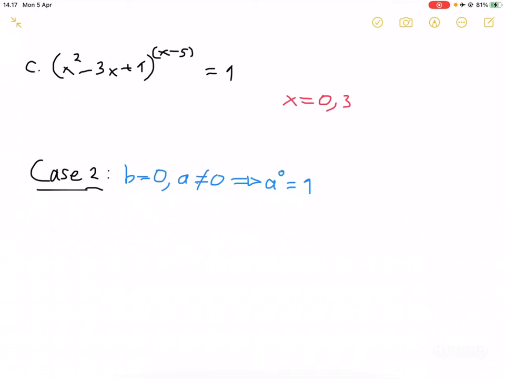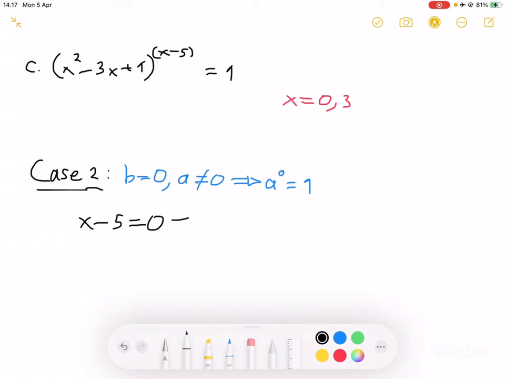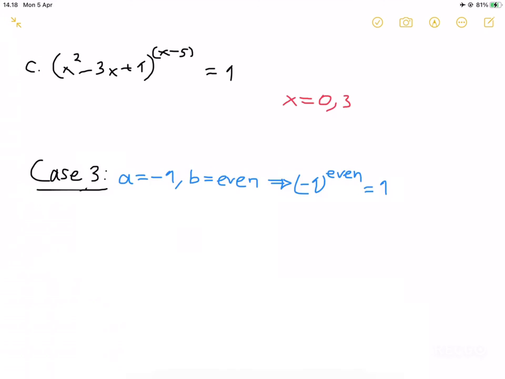For the second case, we need to set the exponent equal to 0, and that's pretty simple. We'll just have x minus 5 is equal to 0. That means we're left with x equals 5. Now we need to check that the base itself is not equal to 0, otherwise it will be undefined. So we substitute x equals 5 into the base. We have 5 squared minus 3 times 5 plus 1, and you can check this is clearly not equal to 0, so we're good. Let's write that in the solution.